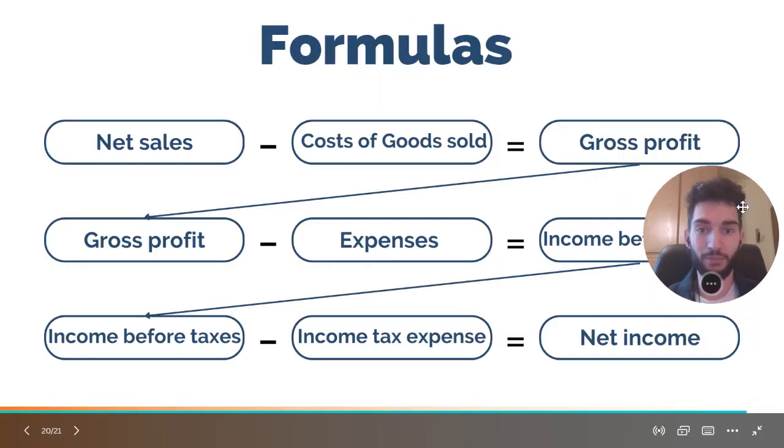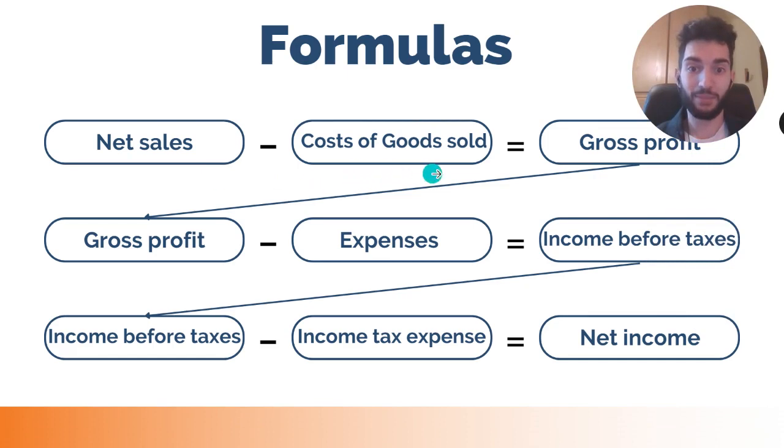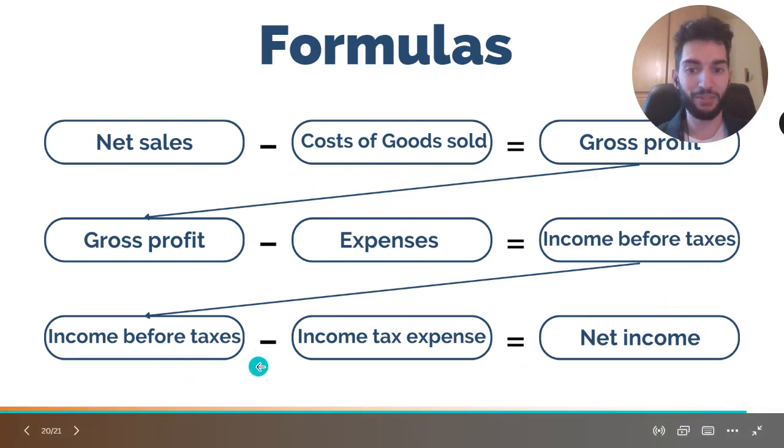So let's quickly see the formulas. Net sales minus cost of goods sold equals gross profit. Gross profit minus expenses equals income before taxes. Income before taxes minus income tax expenses finally determines the net income.